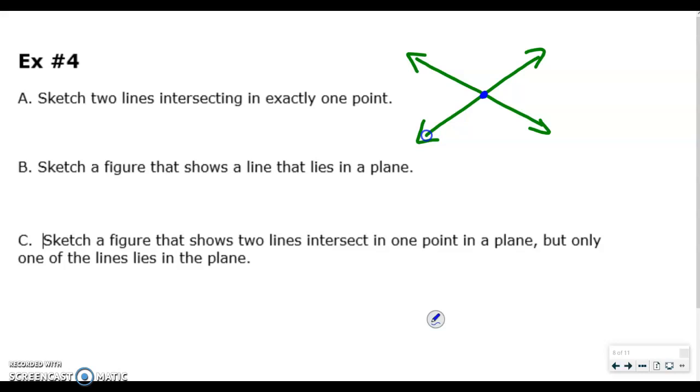All right, so first we would need to draw a plane. So that'll be my plane, and then a line that lies on the plane. So a line that's on that plane. C, sketch a figure that shows two lines intersect in one point in a plane, but only one of those lines lies in the plane. So go ahead and pause and try and figure that out.